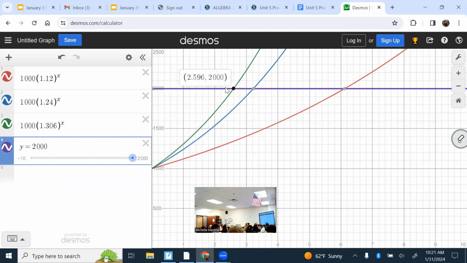Loan C. Loan C grows the fastest. It reaches the $2,000 mark first. How long does it take to reach that mark? Read it. About 2.6 years if we're rounding. So for loan C, it takes 2.6 years. I did kind of accidentally show you the answers earlier, and I'm not sure if anyone wrote it down though. You guys now, using your graphing technology, see when exactly it reaches $2,000 for the other loans.